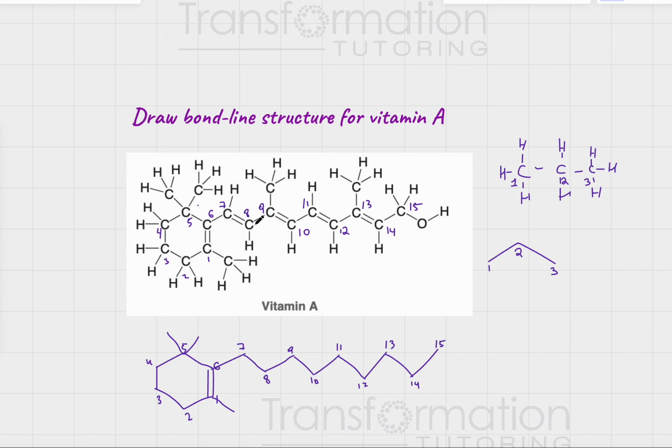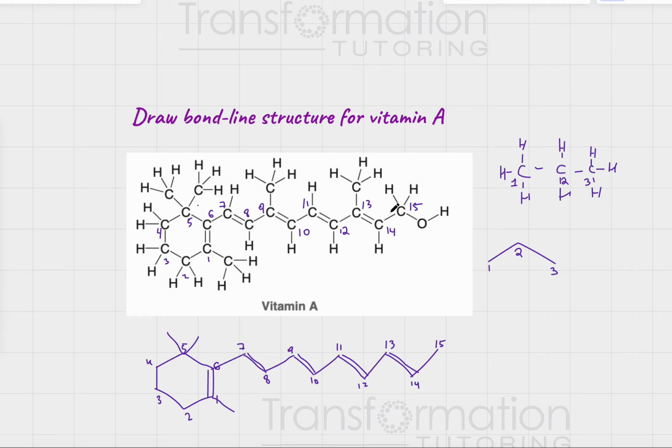Now I just have to see. First, we will start with double bonds. I have to see where to put my double bonds. 7 to 8 is a double bond. 9 to 10 is a double bond. 11 to 12 is a double bond. 13 to 15 is a double bond also.